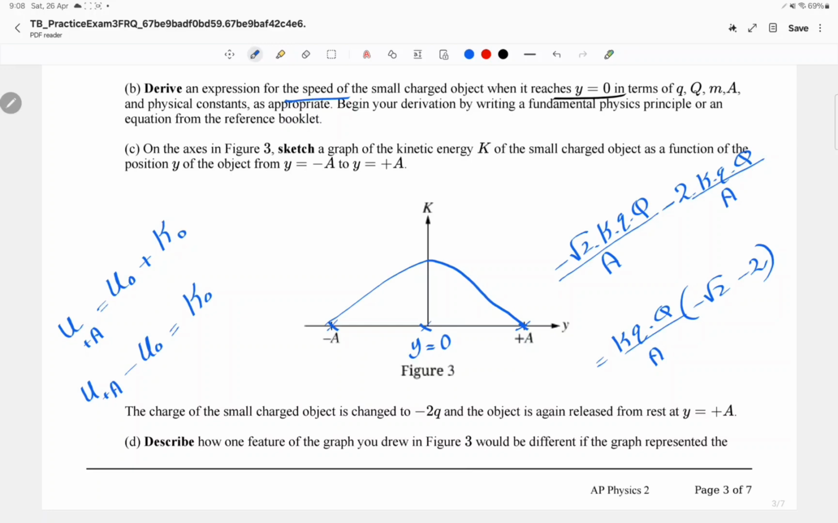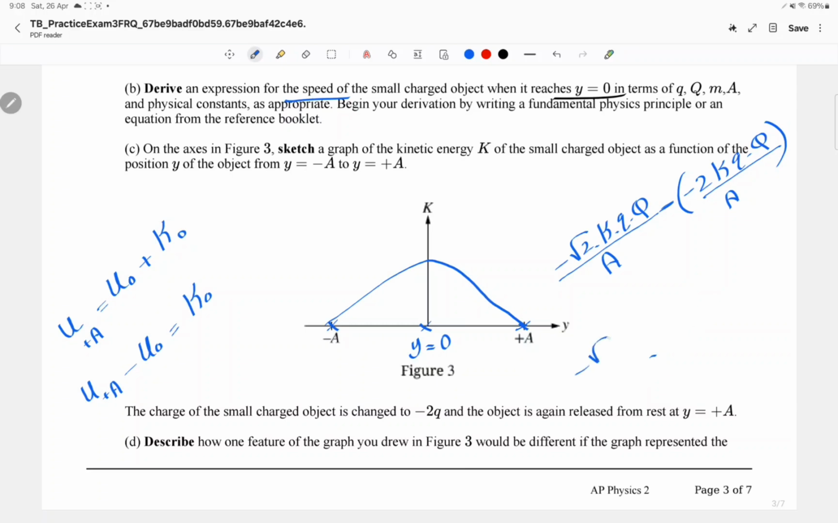What are we doing exactly? Yeah, it's positive, I mean. Because basically, look, we're doing negative or minus, it's already a negative. So minus 2K Q over A. It becomes positive.